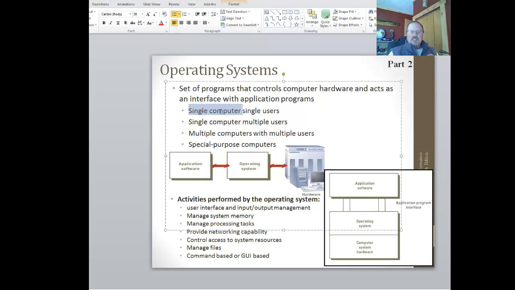Single computer, single user; single computer, multiple users. So this is an example of your desktop. Single computer, multiple users, that's an example of your server. Multiple computers with multiple users, that's a typical network server environment where you may have two servers that have the same programs and the same users on them. This creates redundancy, so if one computer goes down, the other will keep running.